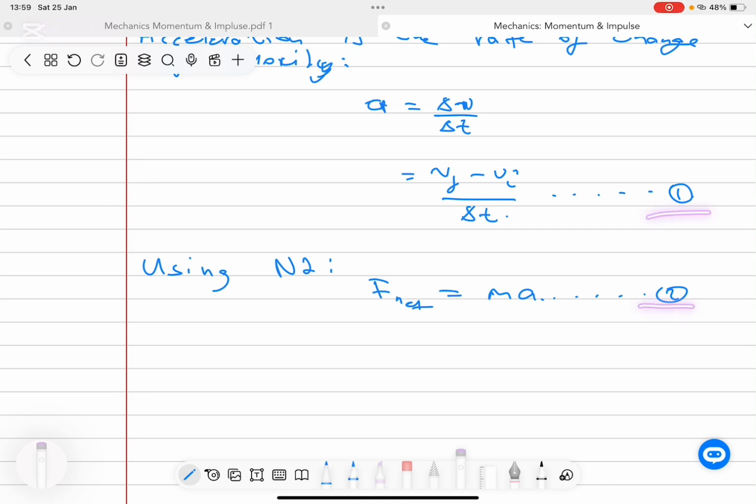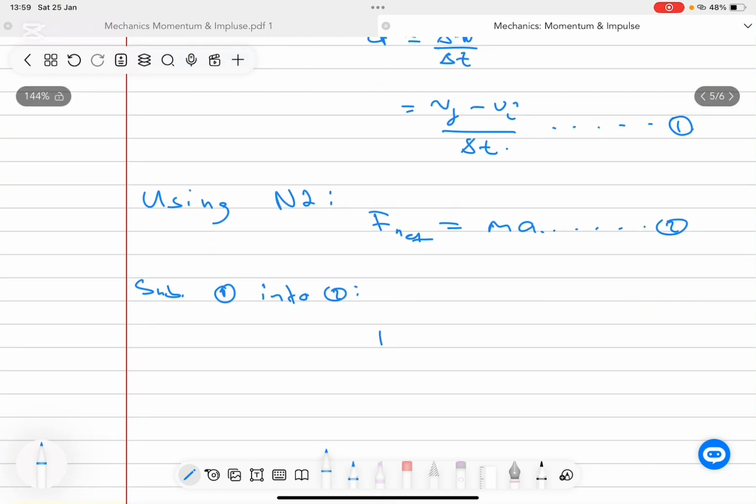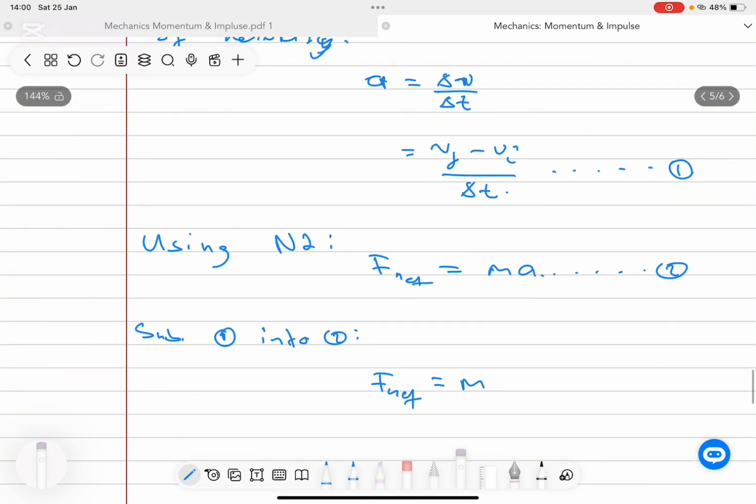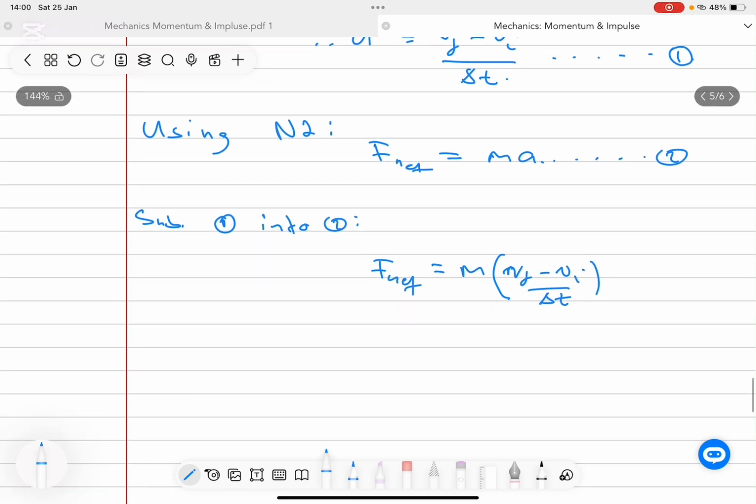Now, at this stage, I'll solve these two equations simultaneously by substituting equation 1 into equation 2. So that now my equation 2 would be that I have the net force is equal to, I'm going to write the m as it is, but the a, I'm going to substitute with what we define the acceleration to be. Remember here that this is the acceleration. So this means I'm going to write this as v final minus v initial over change in t.